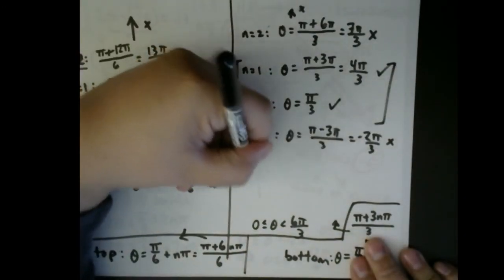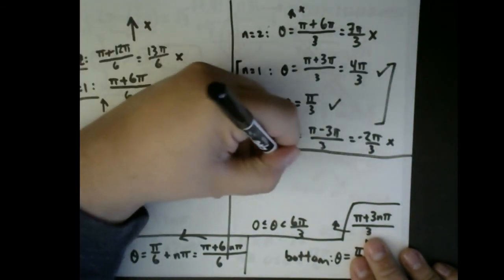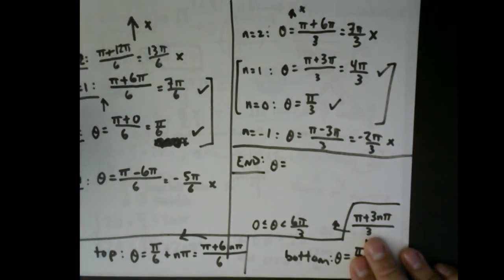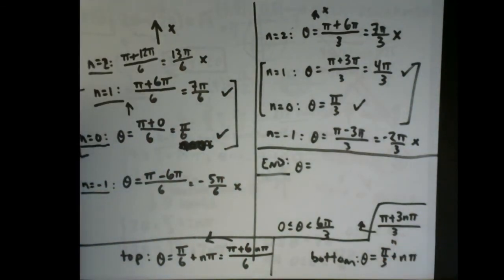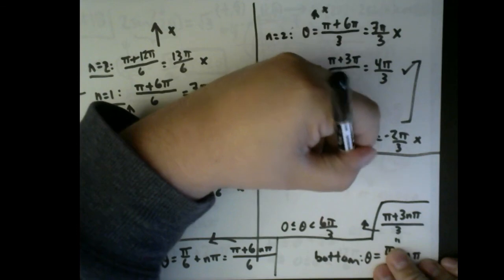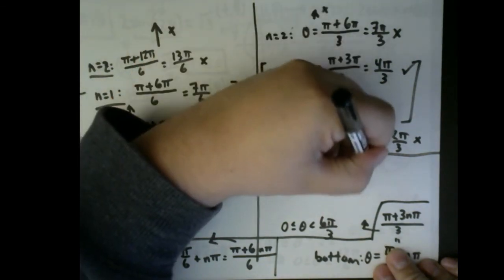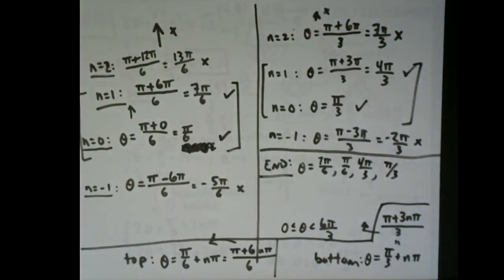So in the end, I got 4 solutions to my equation. I got these two, I got these two, and I got these two. So I write them down: 7 pi over 6, pi over 6, 4 pi over 3, and pi over 3. And that's the answer. Now, that's significantly more complicated than we had done before, but you have that.